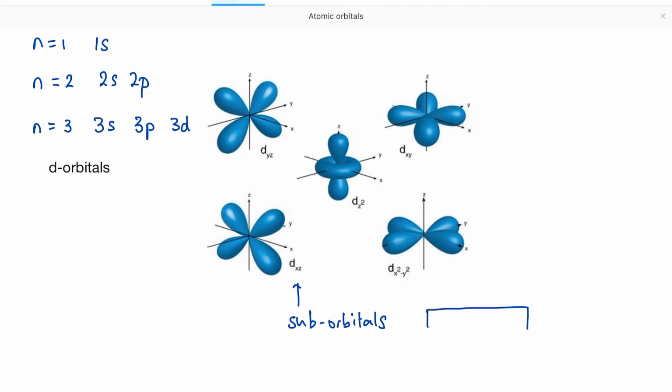Once again, I can draw it out as a series of boxes, and each of these is at the same energy level for an atom. So it doesn't actually matter which one is the dyz or which one is the dz squared. If I've got one electron in a d orbital, I would just put it in my first box. They're all of equal energy. Now, d orbitals are absolutely crucial to explaining all of the chemistry of the transition elements. So you're going to come across this an awful lot at A2.